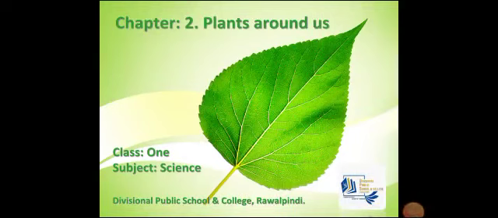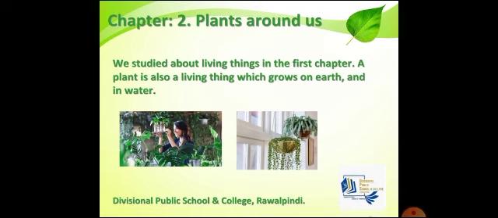Today we will learn about the plants. Chapter number 2 is Plants Around Us. As in chapter number 1, we studied the living things, which was our first chapter on living and non-living things. You know, the plant is also a living thing which grows on earth and in water. And do you know what the characteristics of living things are? Living things can move, living things can breathe, living things take food, and living things can reproduce.